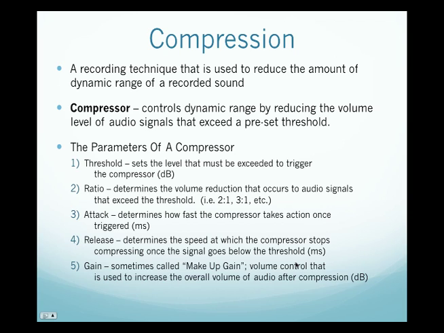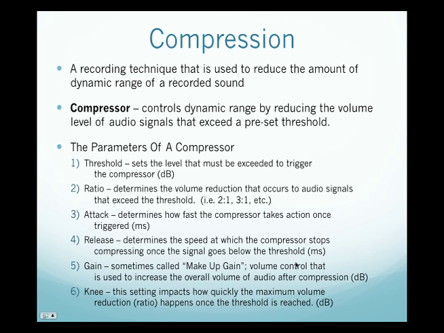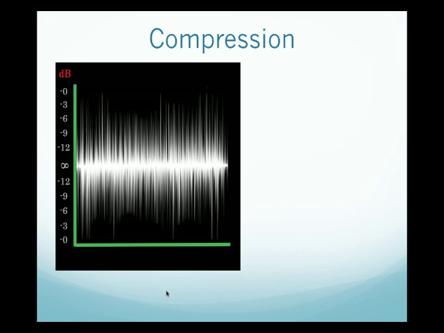Gain, sometimes called makeup gain, is a volume control that's used to increase the overall volume of audio after compression. Once you've compressed that sound and reduced the overall volume, you can make up the gain that you lost through compression with the gain control. And finally, knee. The knee is a setting that impacts how quickly the maximum volume reduction or ratio happens once the threshold is reached. And that's also measured in decibels. Okay, so let's go ahead and apply some of these compression parameters and really look at how they work.